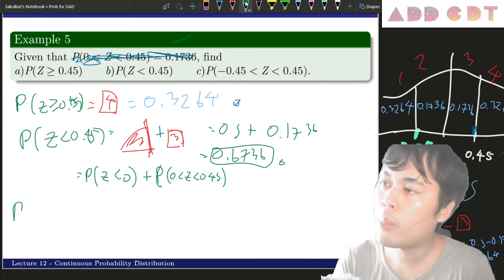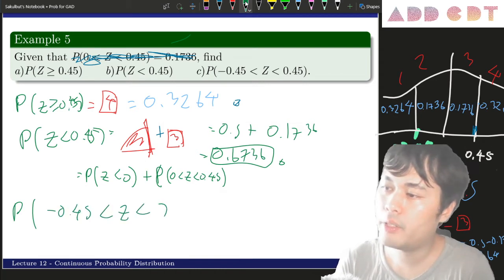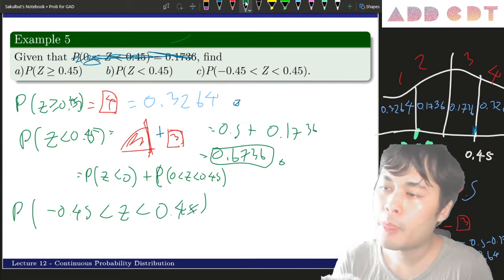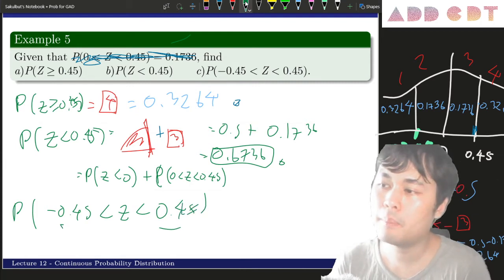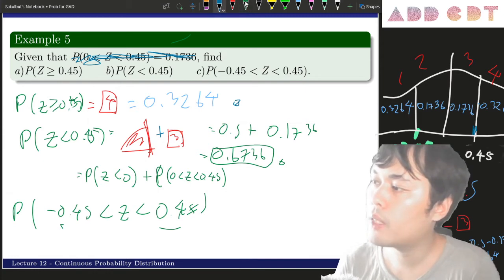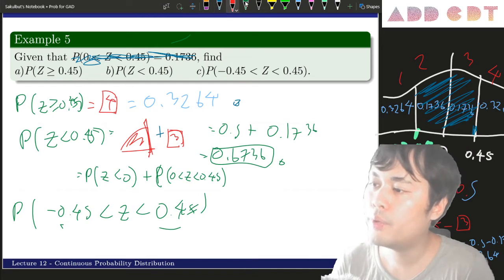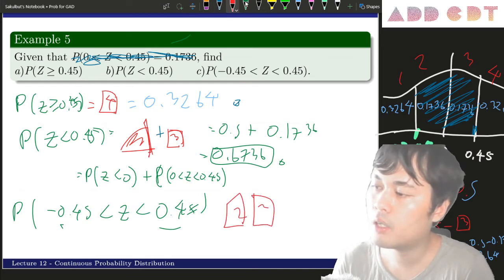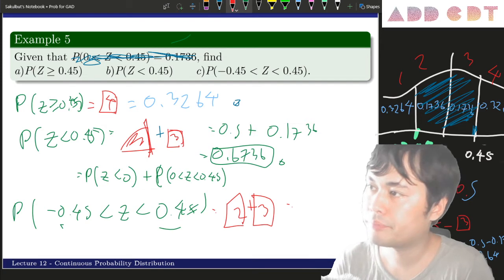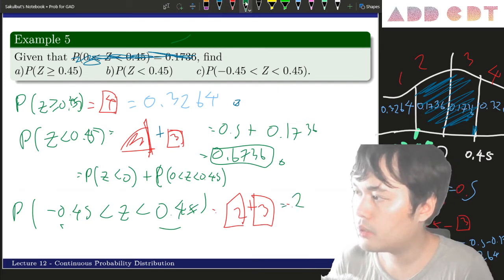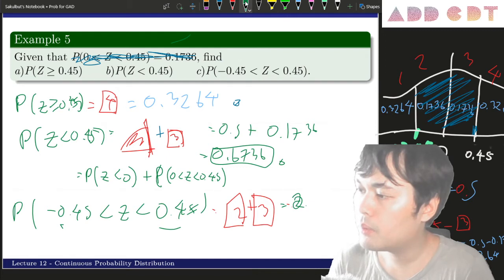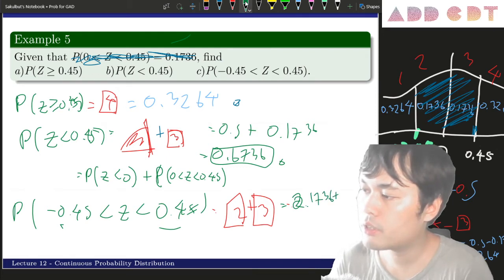Okay, that's done. And lastly, what about the sandwich part? The area between these two values, between minus 0.45 and 0.45, you look at the graph and we see that it is this area. It's the regions 2 and 3 combined. So it's just like 0.1736 plus another 0.1736.